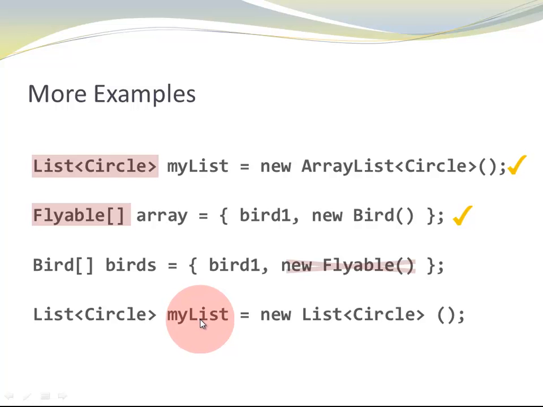Fourth line, I have a variable, myList. MyList is of the interface type List of Circle. That works nicely. I can create a variable of an interface type. As a matter of fact, this is a good idea. It makes my code more flexible. It allows me to later on exchange my implementation. The problem though is the attempt to create a new List of Circle. List is an interface type, and no, interfaces cannot be instantiated.